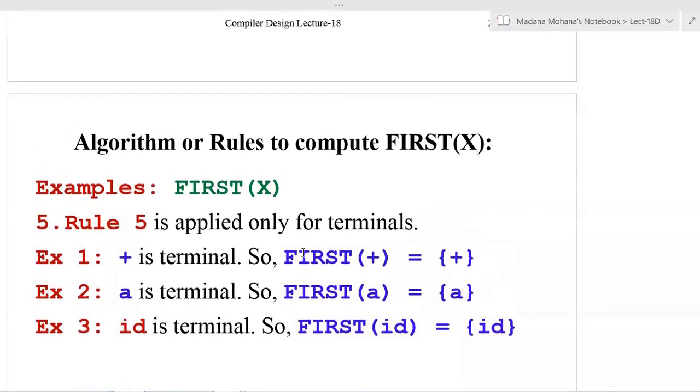Now rule 5 is only applied for terminals. So that means directly first of terminal equal to the terminal only. Suppose plus is a terminal, therefore first of plus equal to plus. So not in the production. Directly first of terminal means the terminal only. Suppose small a is a terminal, first of a equal to a only. Then ID is a terminal, first of ID equal to ID only. So like that you can find out first values.